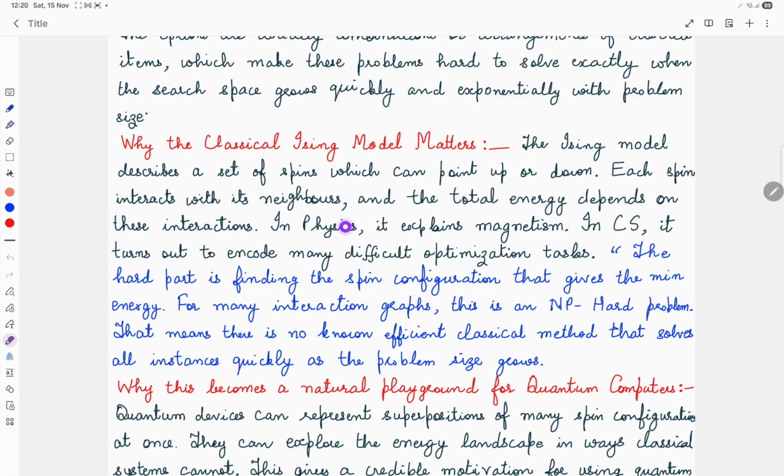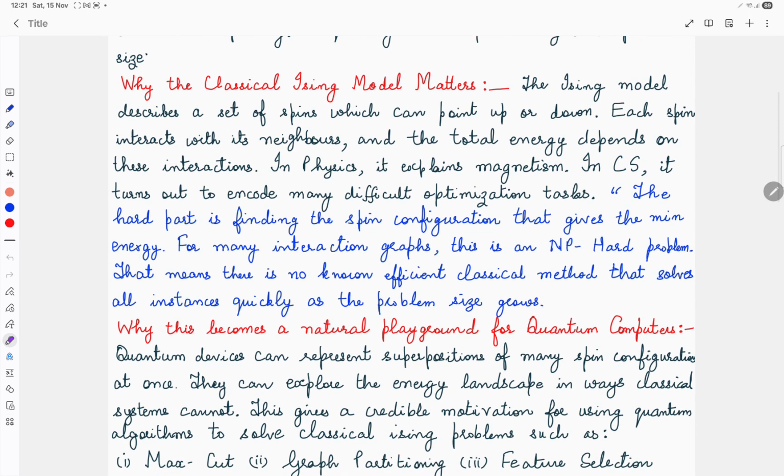In physics, it explains magnetism. In computer science, it turns out to encode many difficult optimization tasks. The hard part is finding the spin configuration that gives the minimum energy. Ultimately, we have to find the minimum energy solution. Even in the classical Ising model, the difficult part is to find that spin configuration which gives the minimum energy.